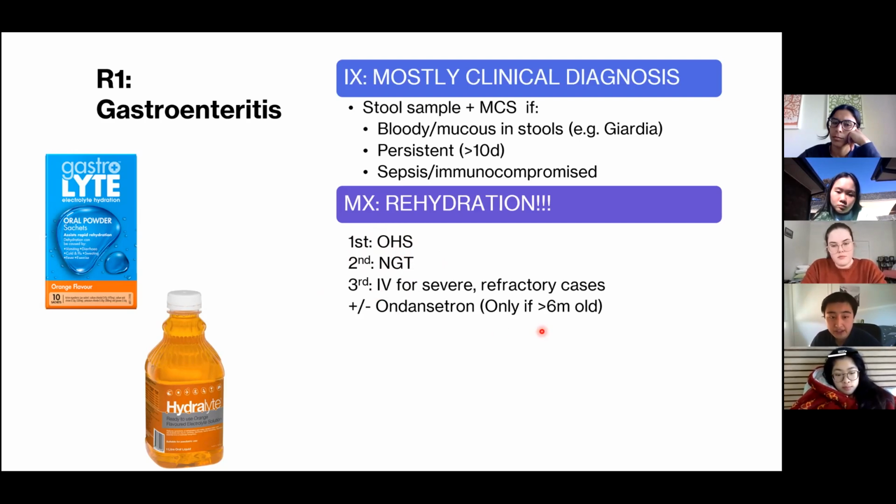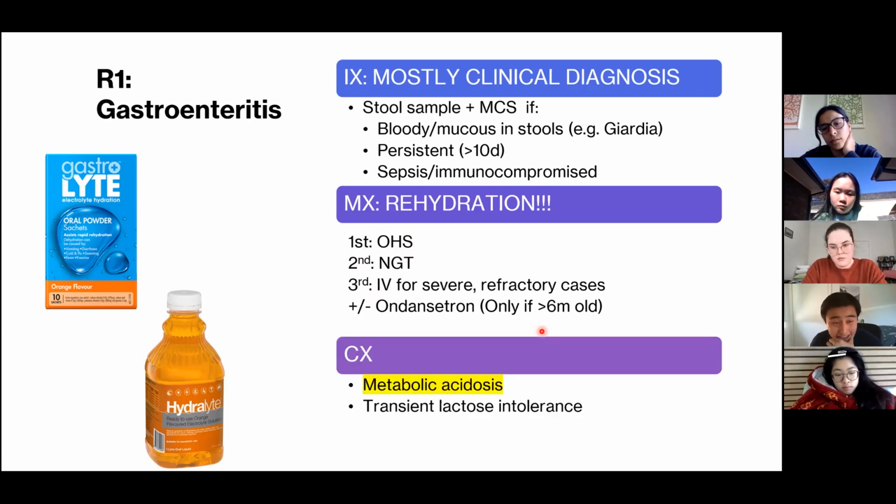Another drug that you can use is ondansetron, and that's only for children who are more than 6 months old. The main thing with management regardless is hydration. I want you guys to take away hydration from this.